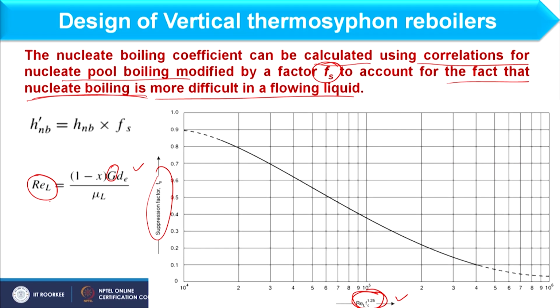So, once you have REL, we can find Fc in the next slide, and you can see the Fs value from this graph. So, h_NB dash is basically equal to h_NB into Fs, right.